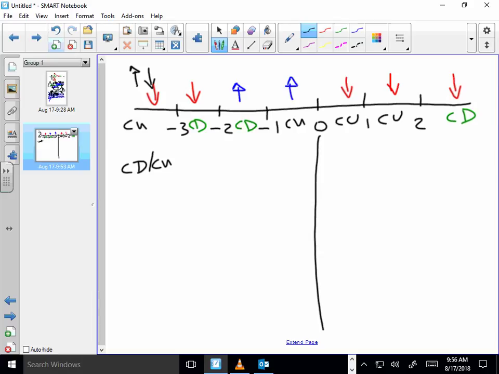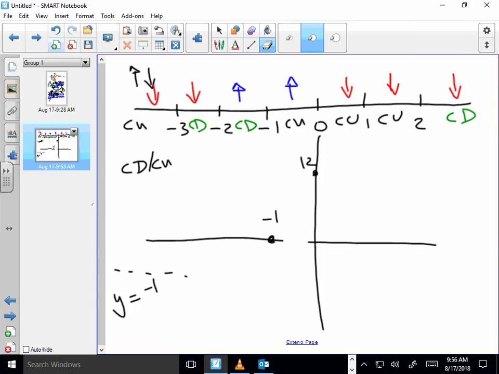Horizontal asymptote. Horizontal asymptote we said over here would be -1. We have a y-intercept located at 12. We have an x-intercept located at -1. And do we know anything else? Oh, vertical asymptote, Megan told me, at 2. Okie doke. Any questions so far? Okay. Try drawing.